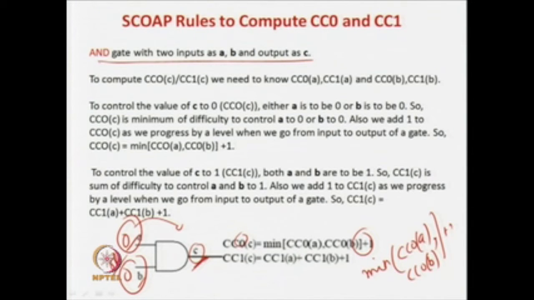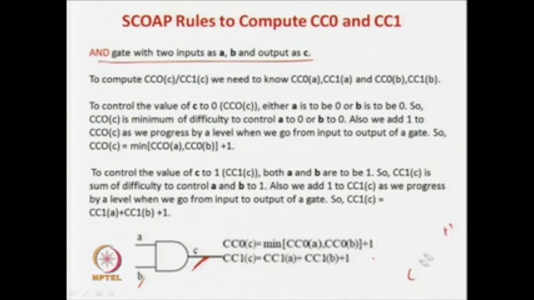Whichever is easy, A is easy or B is easy to make 0, that we will take and we will add 1. That is why we say the minimum of combinational controllability of A and combinational controllability of B. That is, making A as 0 or B as 0 is equivalent to the combinational controllability of C to 0, and we have to add a 1 because there is a level shift.